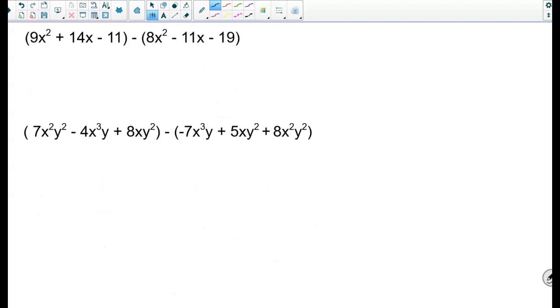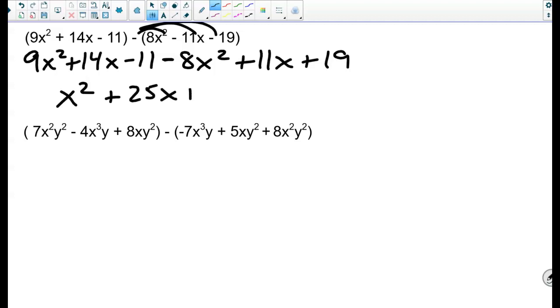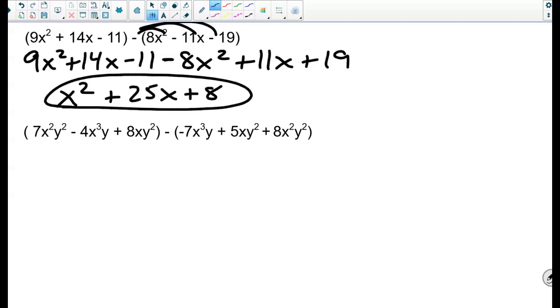When there is a subtraction sign, don't be lazy. Copy down the first parenthesis, and then I'm distributing my negative to all three terms. Minus 8x squared plus 11x plus 19. And now I'm combining terms. 9x squared minus 8x squared is x squared. 14x and 11x is 25x. Negative 11 and 19 is 8. And that, my friends, is my answer.